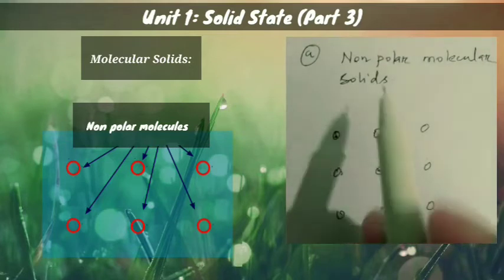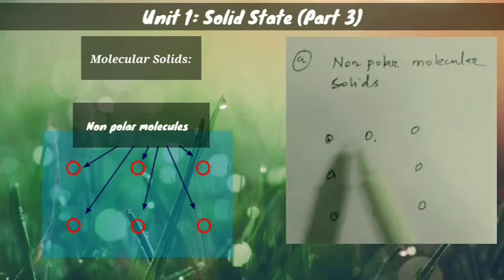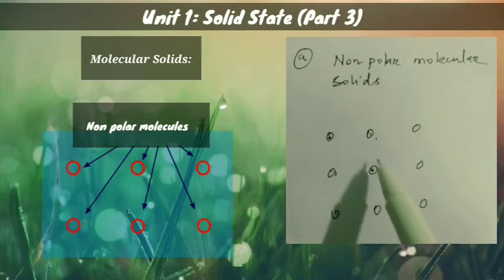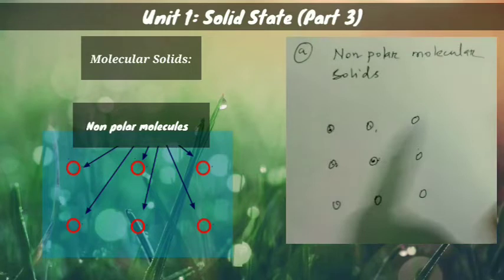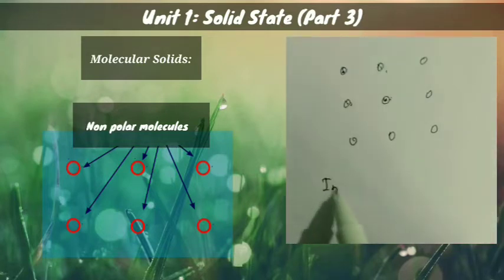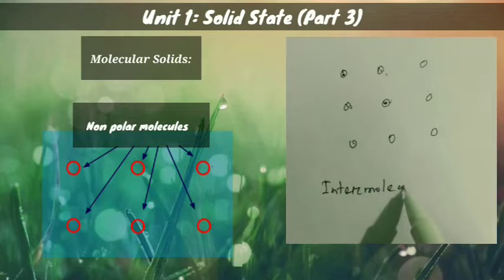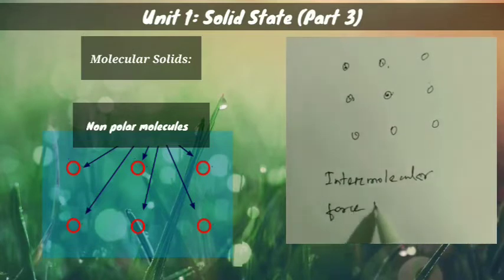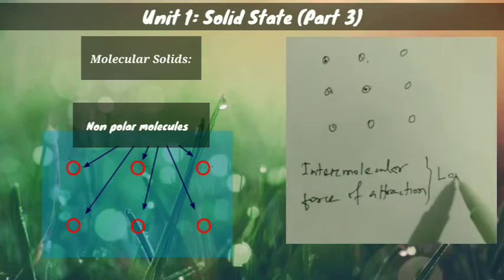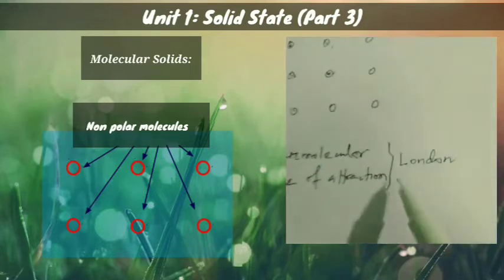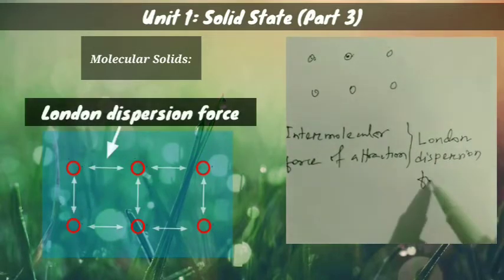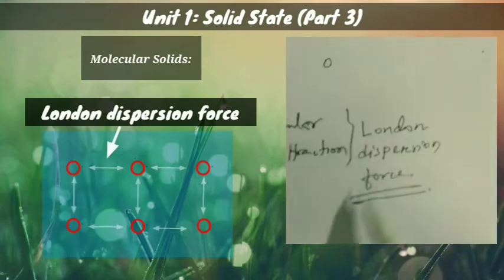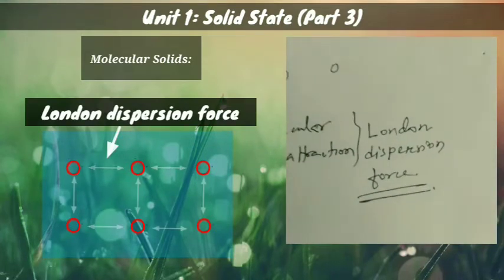Understand? So what about the force between this one and this one, and this one and this one, in the case of a non-polar molecular solid? In the case of a non-polar molecular solid, the intermolecular force of attraction is actually London dispersion force. This London dispersion force is observed in the case of non-polar molecules.